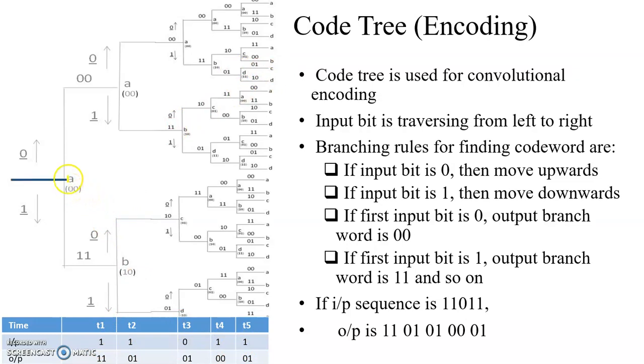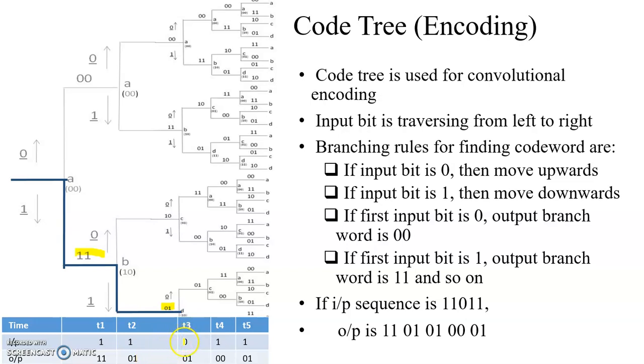So we are at the initial position. The input is 1, so we move in the downward direction. The output is 1 1, which is written here. Then next we are at this position B. The input is 1. We are traveling in the downward direction. The output is 0 1, written here.